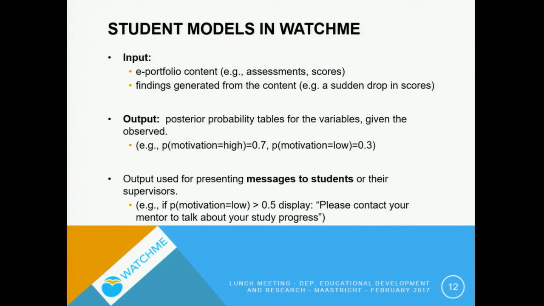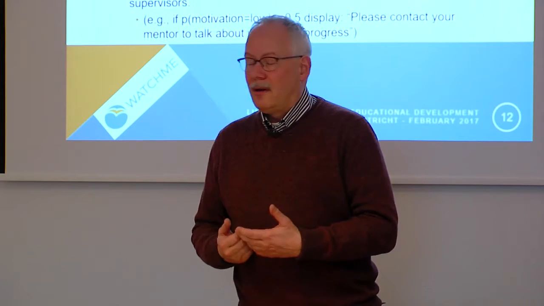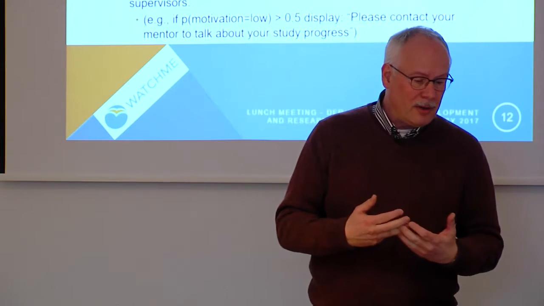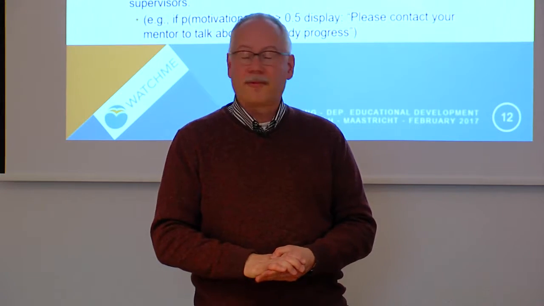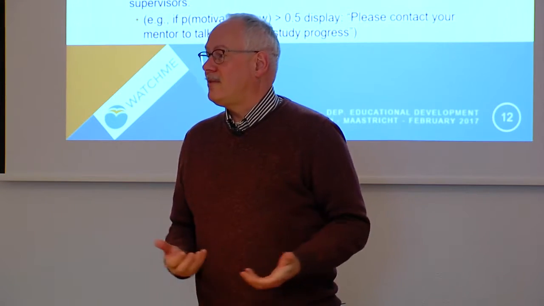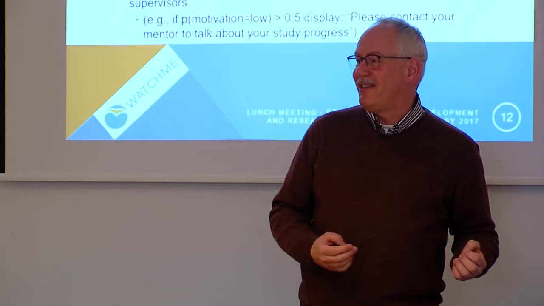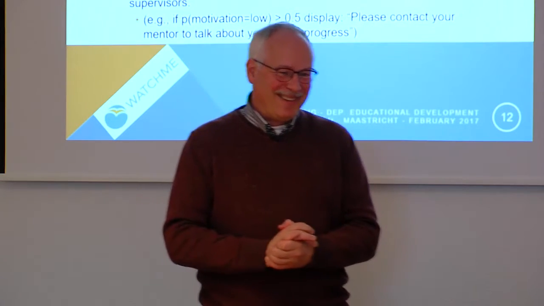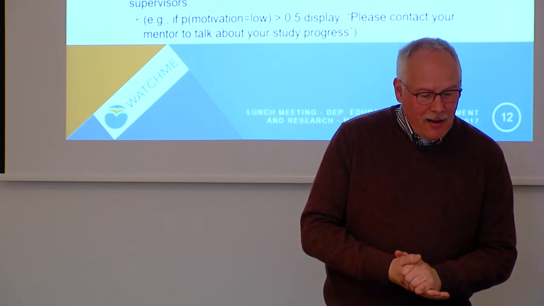Okay, and this output of the student model is then used to generate messages by the system. So you can decide, if the probability of low motivation is higher than 0.5, then you would send a message, well, please go talk to your supervisor, because we have a suspicion that there might be something wrong with your motivation level. Or maybe a better way of phrasing that. So you have to be very careful on how to phrase these messages.